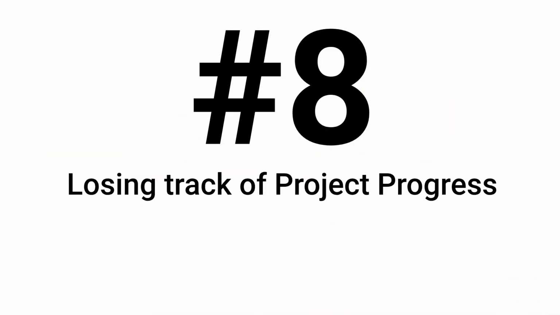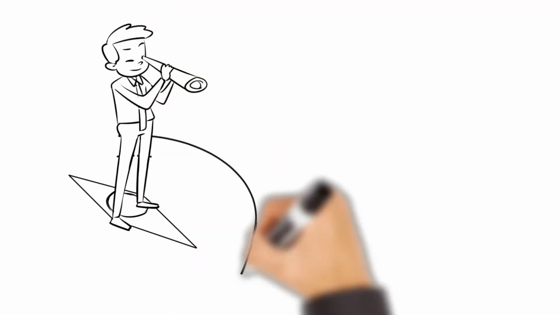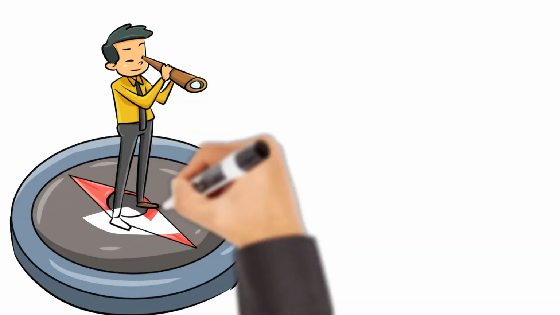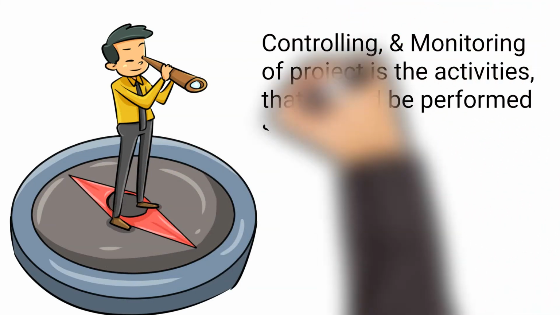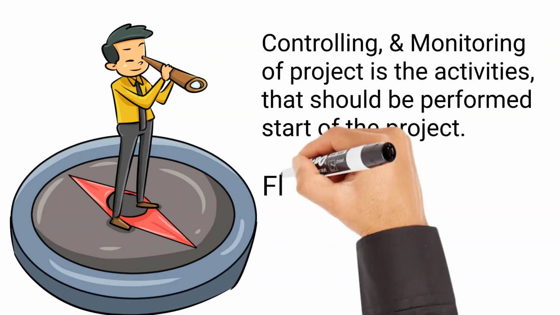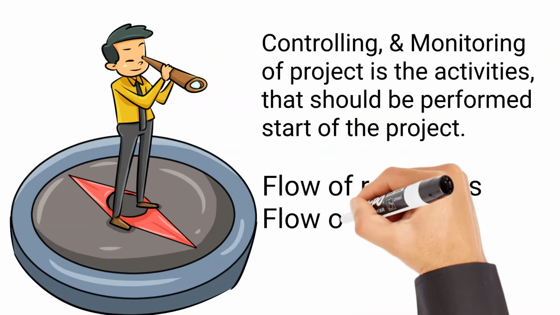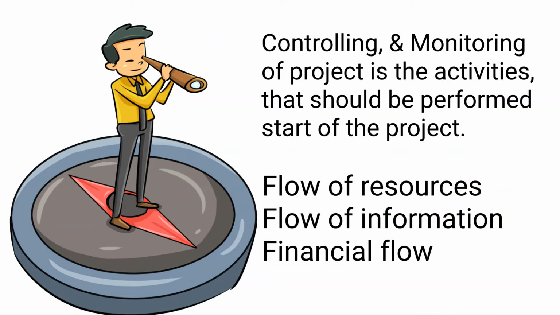The eighth one is losing track of project progress. To prevent cost overrun, keeping an eye on project progress is very important. Controlling and monitoring the project are the activities that should be performed from the beginning of the project. Project control is all about controlling the three flows of the project. That is the flow of resources, the flow of information, and the financial flow. It ensures projects overcome common obstacles like inaccurate forecasting, improper resource allocation, and misplaced budget.